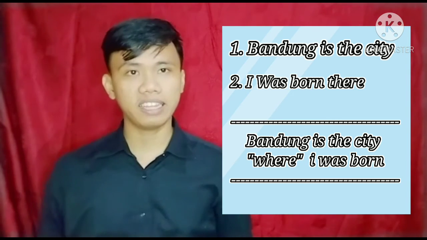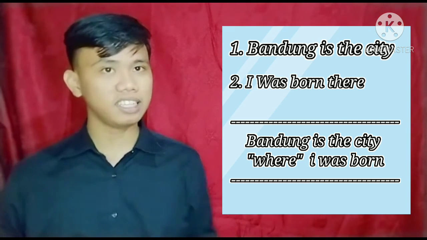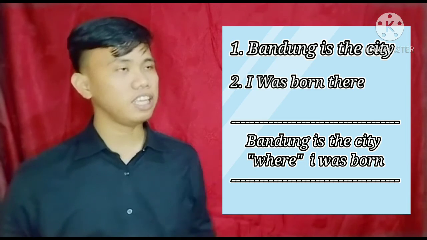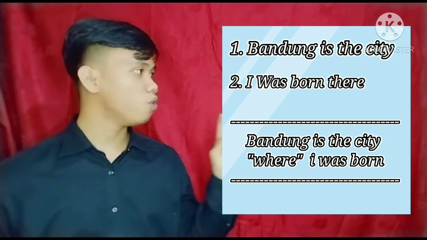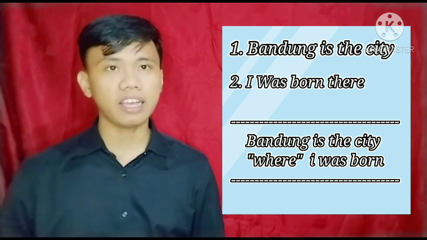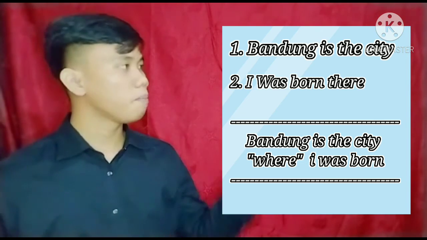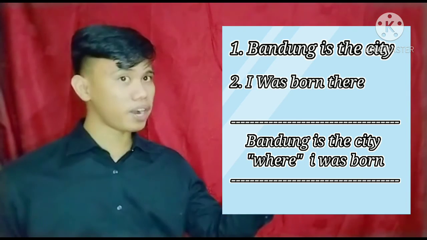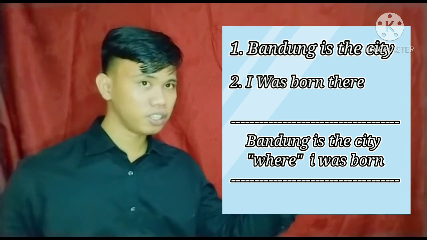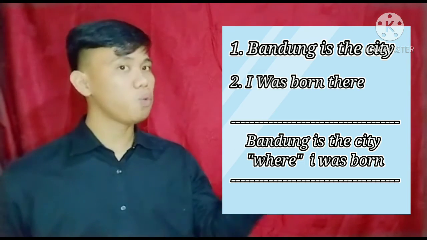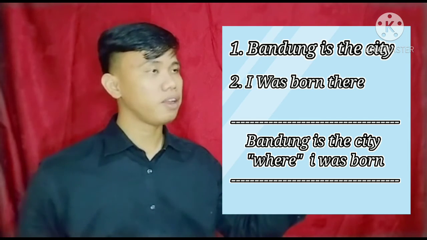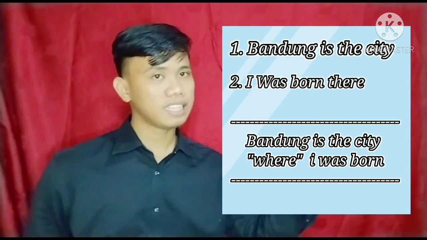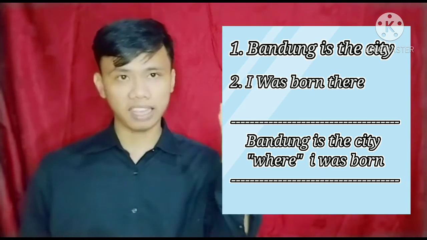I will repeat that again. The first sentence is Bandung is the city. The second sentence is I was born there. So we can make a relative adverb: Bandung is the city where I was born. We can underline where because where describes that Bandung is a place. I just told you about the concept, guys.